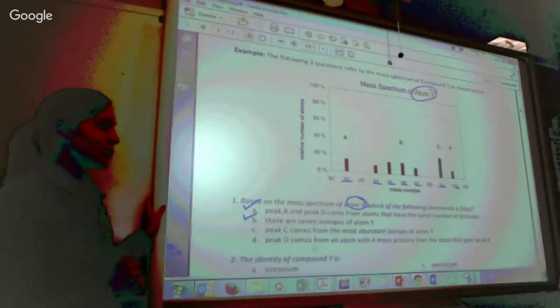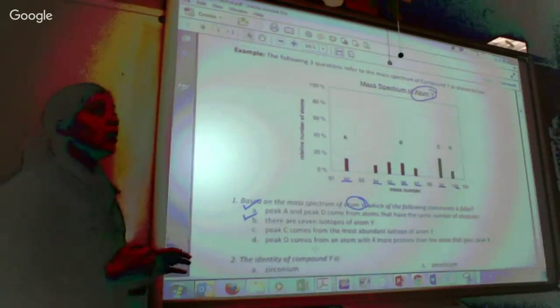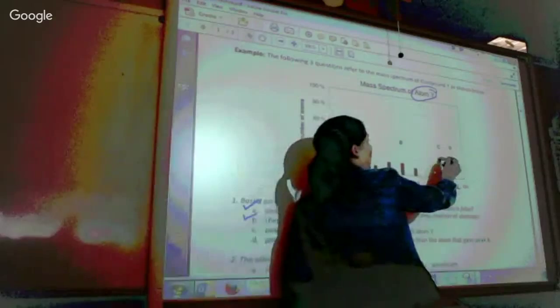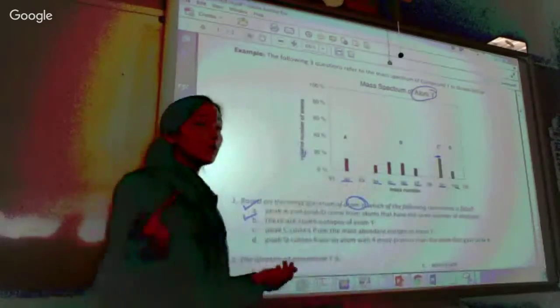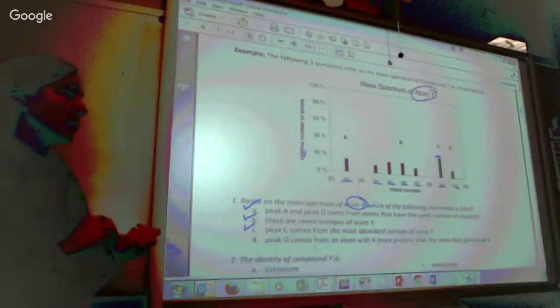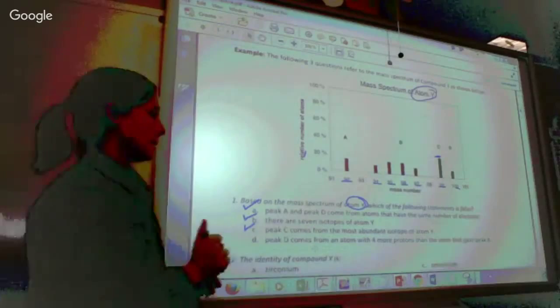Peak C comes from the most abundant isotope. Abundant would be how many you have, so your relative number of atoms. Since this is the highest, that's going to be the most abundant. So that's also true. Peak D comes from an atom with 4 more protons than the atom that gave peak B.